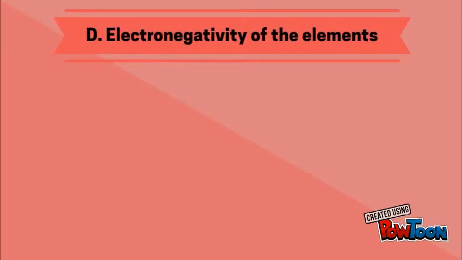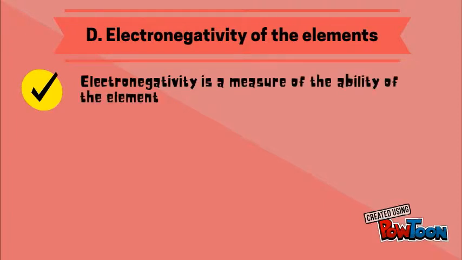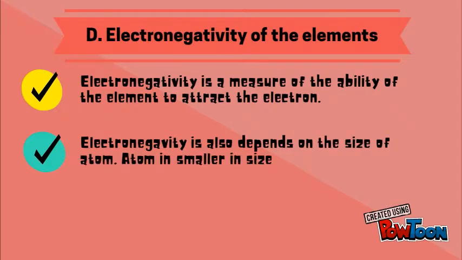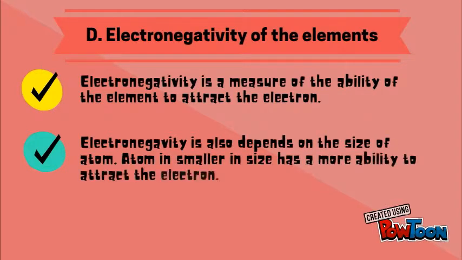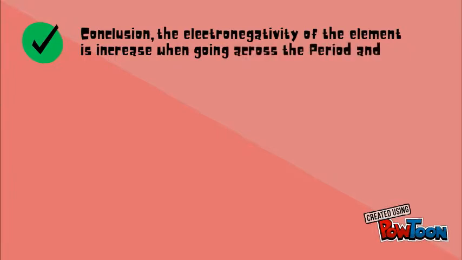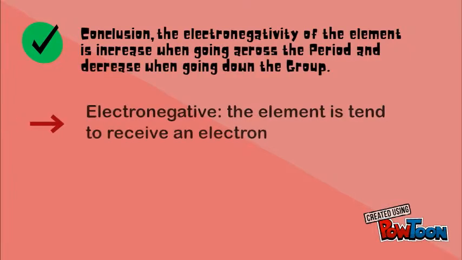Electronegativity of the elements. Electronegativity is a measure of the ability of the element to attract the electron. Electronegativity also depends on the size of the atom. An atom smaller in size has more ability to attract the electron. Conclusion: the electronegativity of the element increases when going across the period and decreases when going down the group.